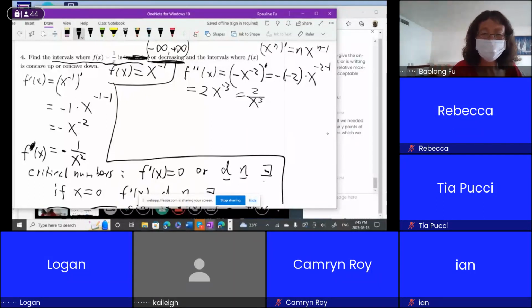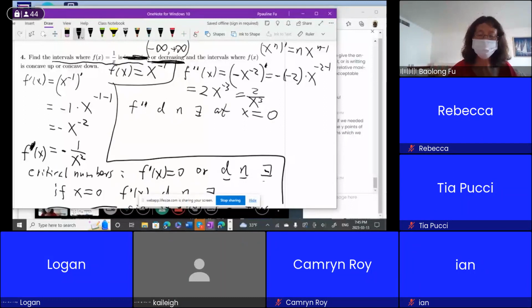Obviously, the second derivative does not exist at x equal to 0. So x equal to 0 is the critical point, because what is the definition of the critical number? Either equal to 0 or does not exist. This is the second derivative, and we need to find concave up and concave down. So we look for where the second derivative equals 0 or does not exist.